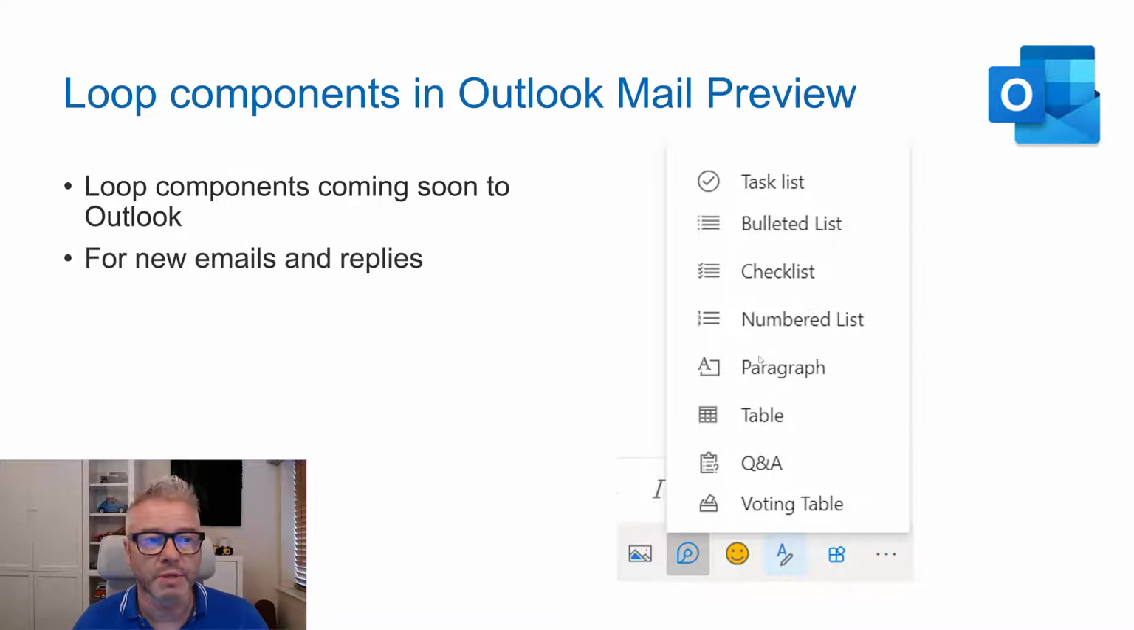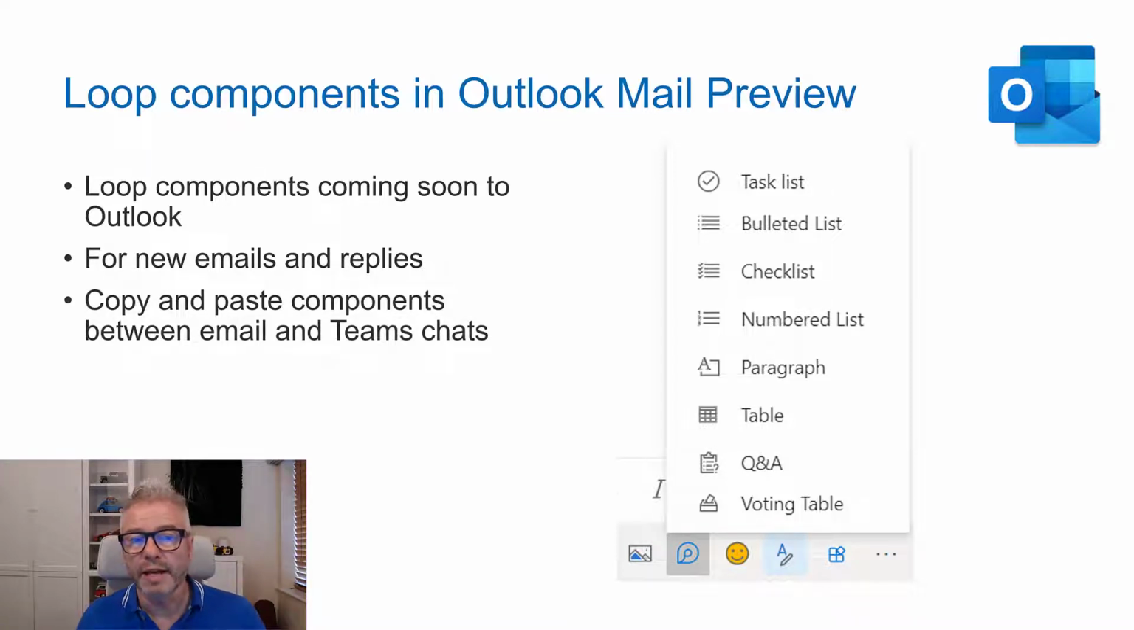So what else am I supposed to be telling you? For new emails and replies, you can copy and paste those components between emails and Teams chats. Now remember that these components, in Teams, certainly, and I suspect it'll be the same in Outlook, but we'll see, whoever creates the loop component, it's in that person's OneDrive. But it's just like any other file, and you can change the permissions on it, link it anywhere, you can move it to SharePoint or whatever, so we're super flexible. What's exciting here is these two new components, Q&A and voting table, super exciting.